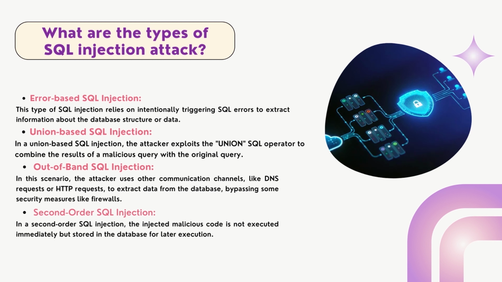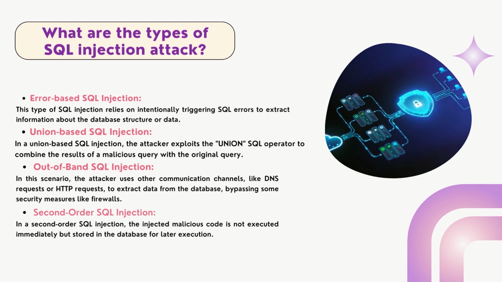The sixth one is out-of-band SQL injection. This could be achieved by triggering DNS requests or making HTTP requests to an external server which is controlled by the attacker. And the last type is second-order SQL injection. When the payload is processed, it might lead to SQL injection vulnerabilities in other parts of the application.